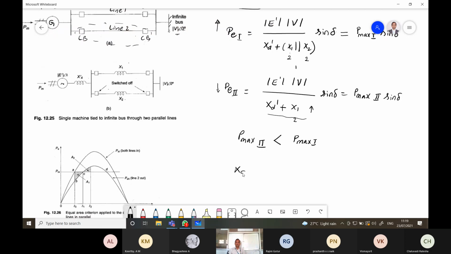So xd dash plus x1 is the reactance in equation 2, and in equation 1, what is the reactance? xd dash plus x1 parallel with x2. This is the reactance in the first case. So what is the relation between these? They are inversely proportional, as per the above condition.